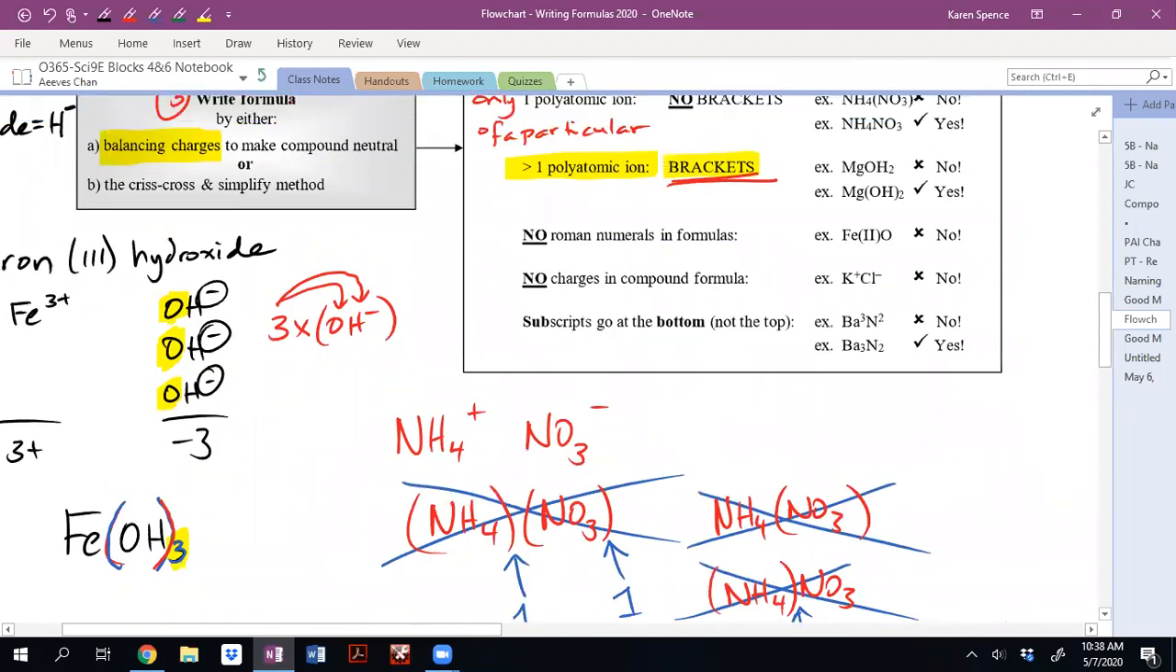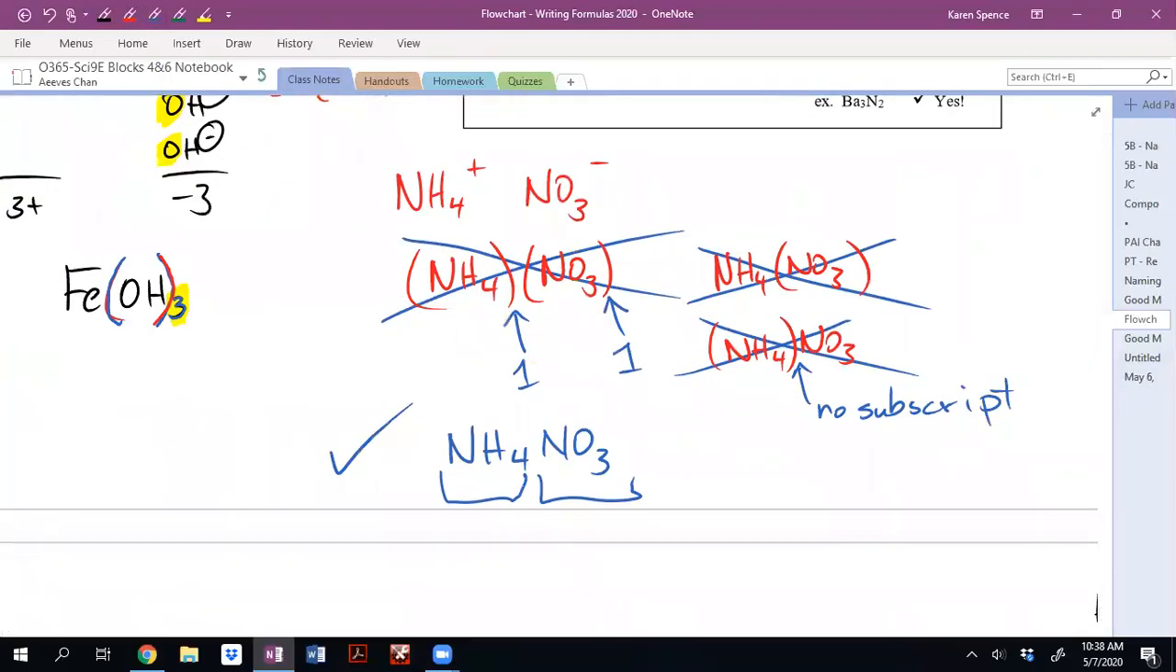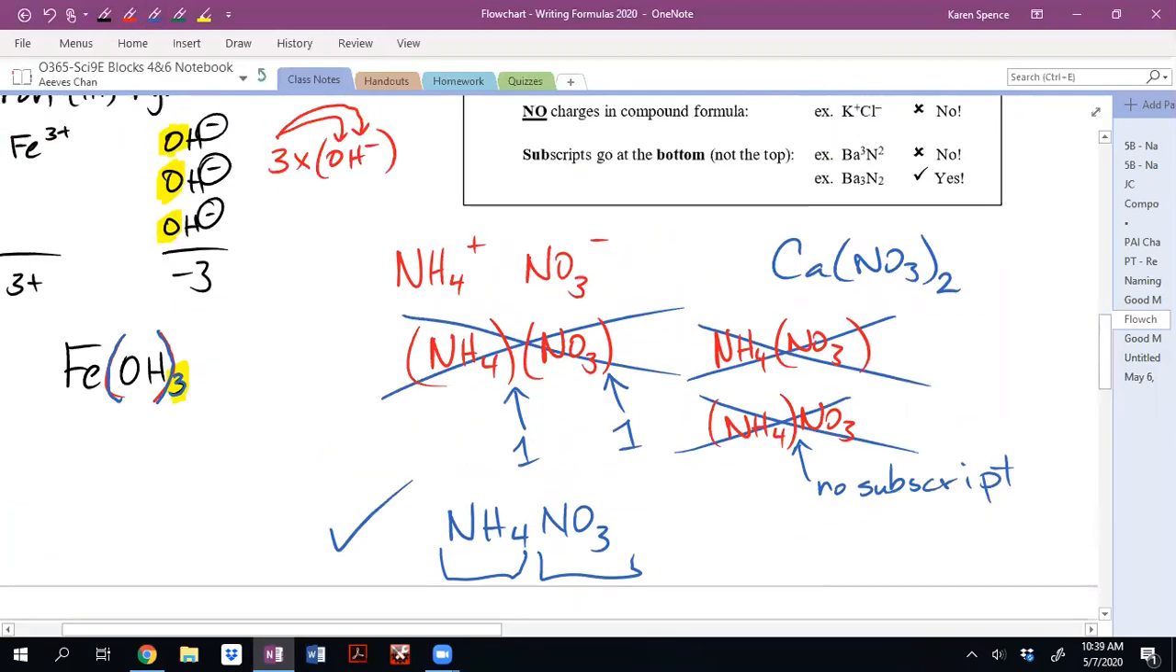So do not use brackets if you have only one of a polyatomic ion. There needs to always be a subscript on the outside of the bracket. So let's say I had calcium nitrate, Ca(NO3)2, there. I've got a subscript on the outside of the bracket. And so yes, that was necessary. Okay, I did want to put that subscript there.